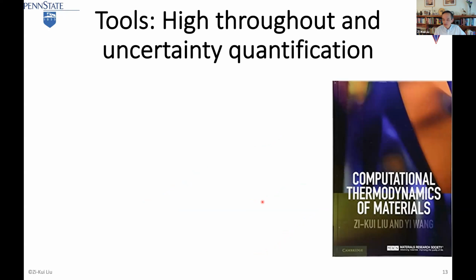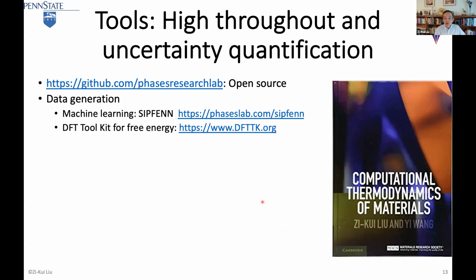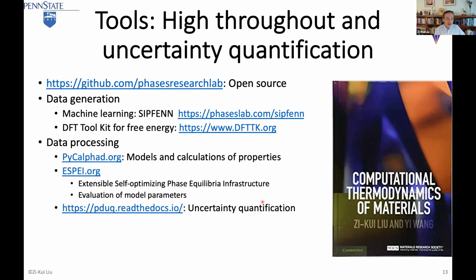We wrote a book to discuss the philosophies and fundamentals there. And it's all open source. It's on GitHub, at the Phases Research Lab. It's our group. And we do 3 types of tools, so to speak. Data generation, where we do machine learning. I have one slide to show each tool. We do DFTTK, which is based on DFT calculation of free energy. And then we do data processing, basically developing databases.